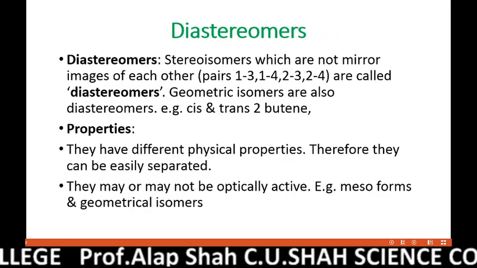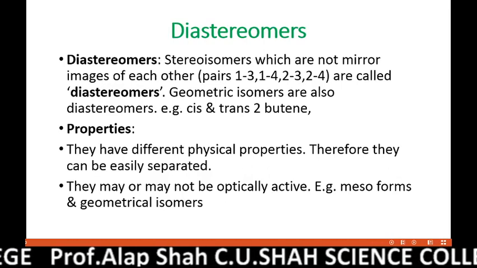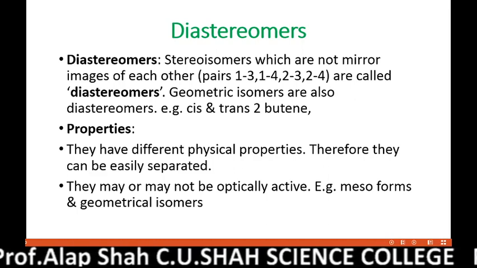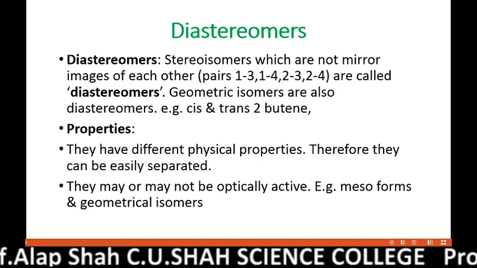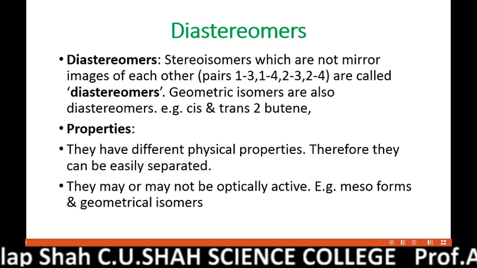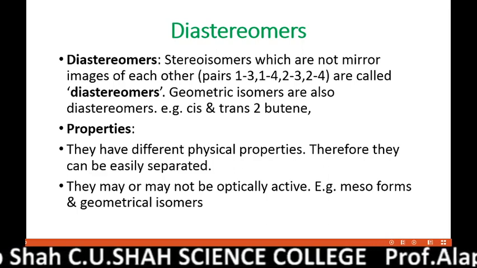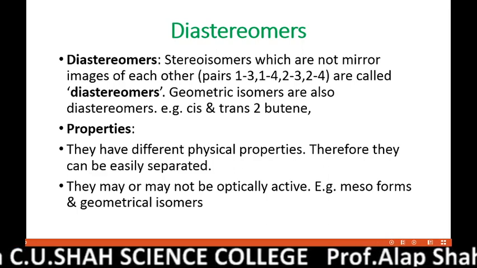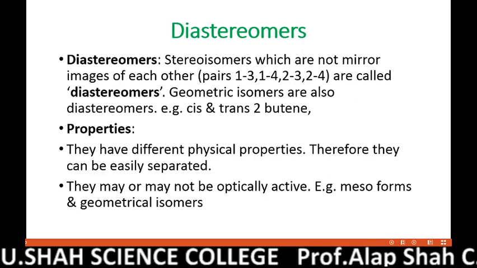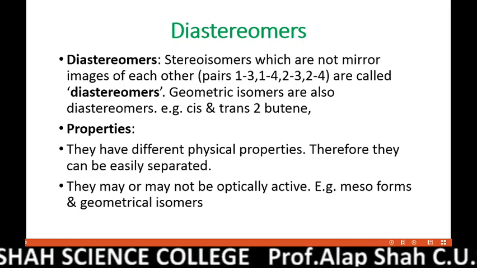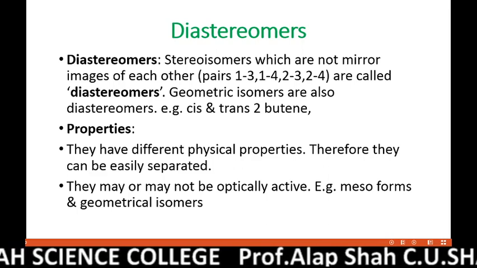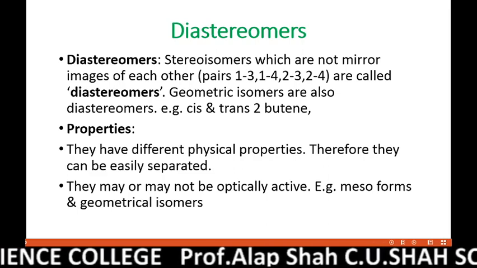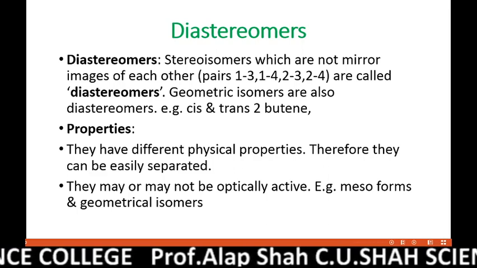Diastereomers are stereoisomers which are not mirror images of each other. In the previous example of 2,3-dibromopentane, the four pairs 1,3, 1,4, 2,3, 2,4 are diastereomers. We can also say that stereoisomers which are not enantiomers are diastereomers. Apart from that, geometric isomers are also diastereomers. If you visualize the structural formulas of cis and trans 2-butene, they are not enantiomers, but they are diastereomers.